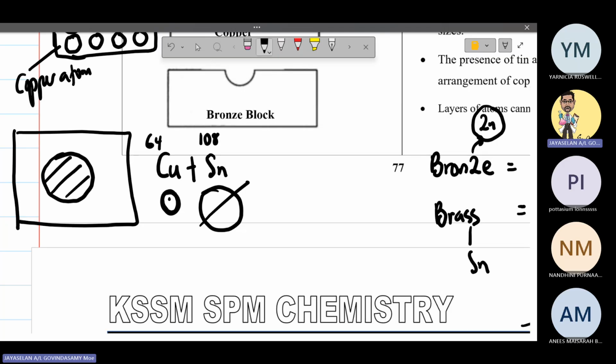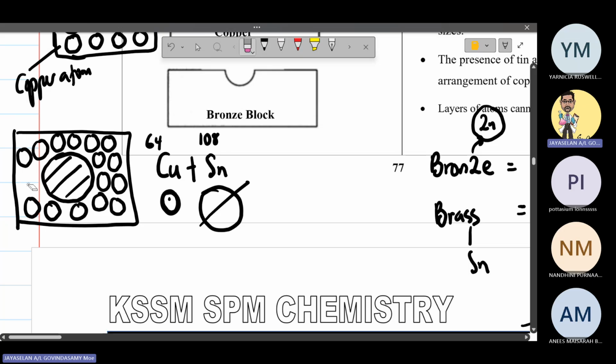Okay. After that, in between here you all put copper atom, same size. Tak perlu isi semua tempat. Okay, don't touch. Cannot touch. Do like this. Okay, enough. Ini saya padam, saya rapatkan sikit. Okay, this is your answer.